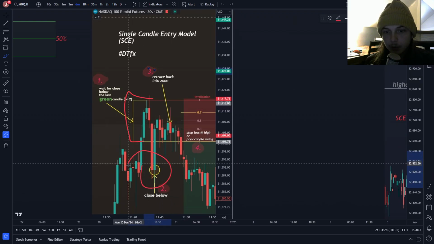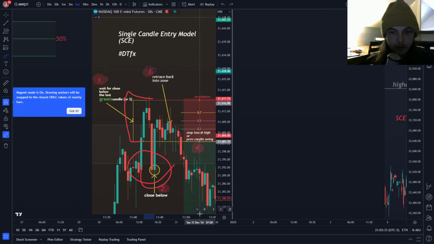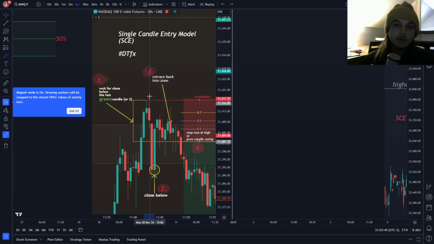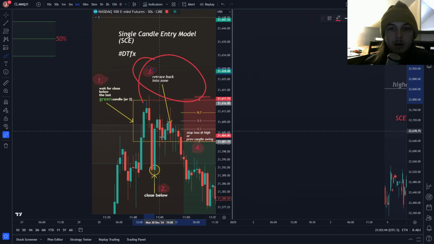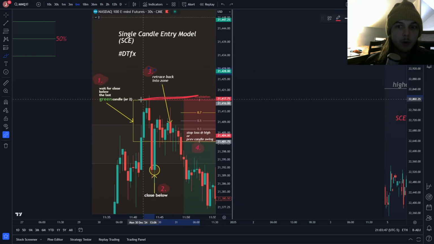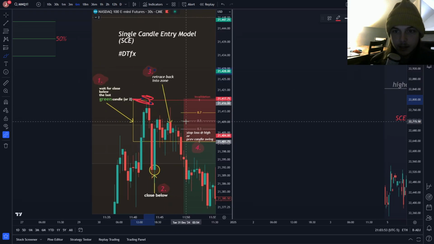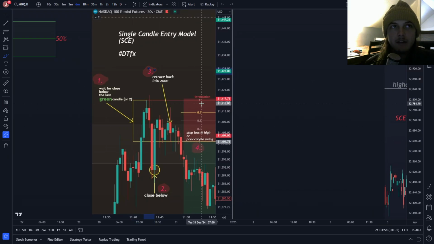So we close below here. We close below. And then what we're looking for is a retrace into the zone. But we do not want to break this candle high. We don't want to break this. So that's why we have the entry, which is this here.